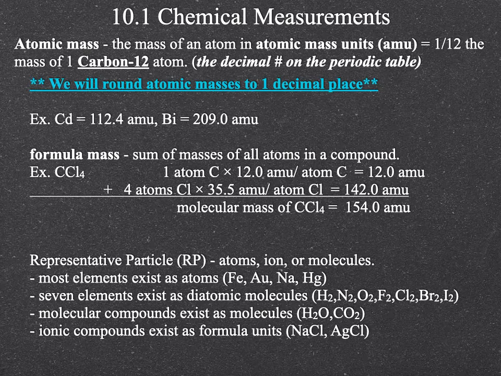Most elements exist as atoms, like iron, gold, sodium, mercury. 7 elements exist as diatomic molecules: hydrogen, nitrogen, oxygen, fluorine, chlorine, bromine, and iodine. They're all sub-2s. So then we have molecular compounds, which exist as molecules. Water and carbon dioxide are examples, and ionic compounds exist as formula units: sodium chloride and silver chloride.